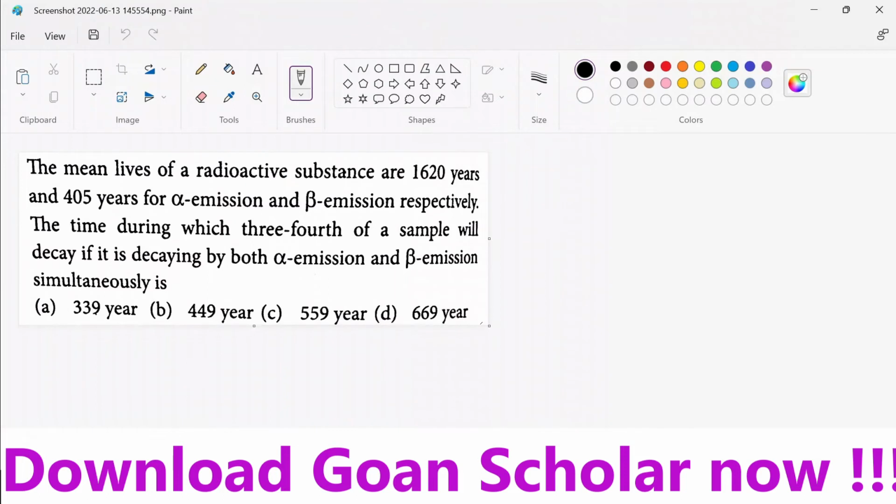Let's move to our next question, that is question number 8. So question number 8 on the screen over here. It says the mean lives of a radioactive substance are 1620 years and 405 years for alpha emission and beta emission respectively. The time during which 3/4 of a sample will decay if it is decaying by both alpha and beta emission simultaneously.